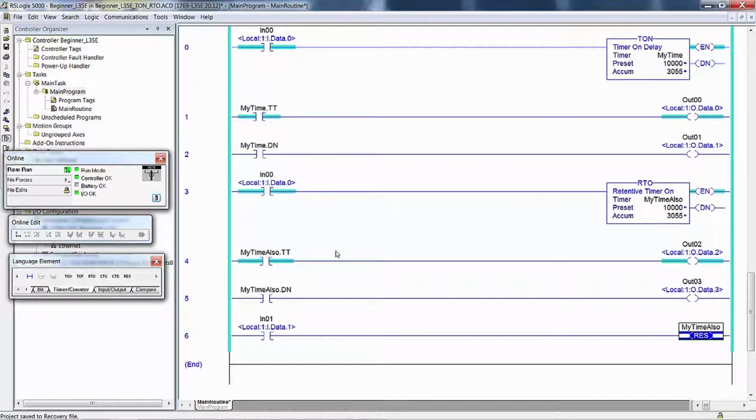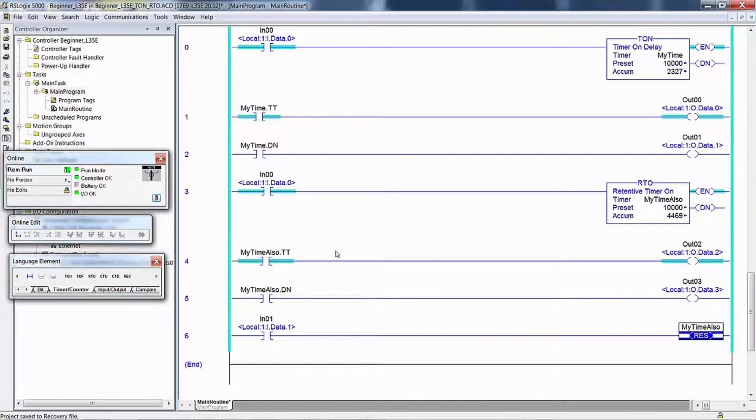See, the RTO is accumulating. I pushed the reset, it reset. See, every time I hit the reset, it keeps accumulating. Now that would be the same, I'll reset them both, if I did the on delay. If I let it accumulate and then turned off and made the rung false, it resets. But notice the RTO did not.